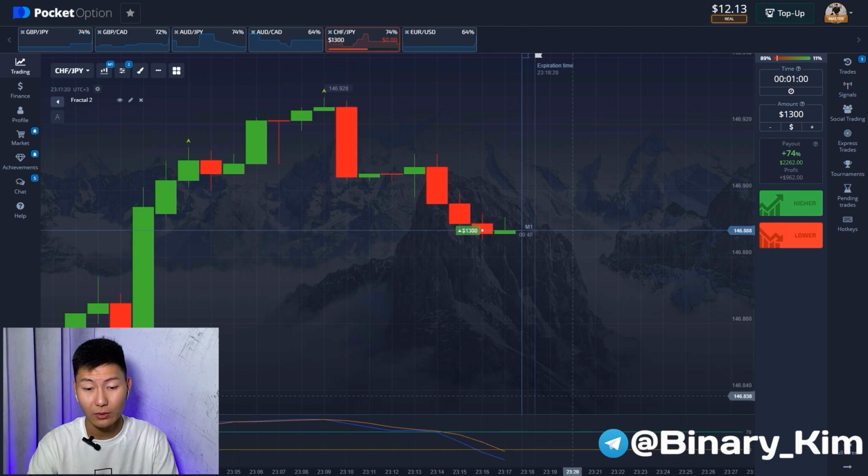Also, we see the crossing of the oversold zone of the stochastic, so the reversal is inevitable. And now let's simply watch the price movement, guys. I think the price will eventually break out. Let's see, guys.